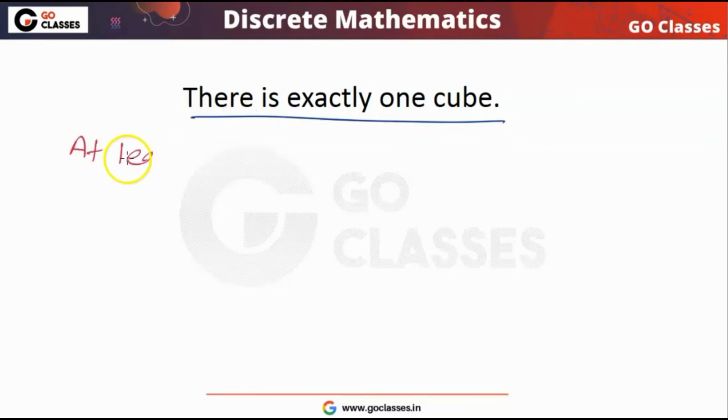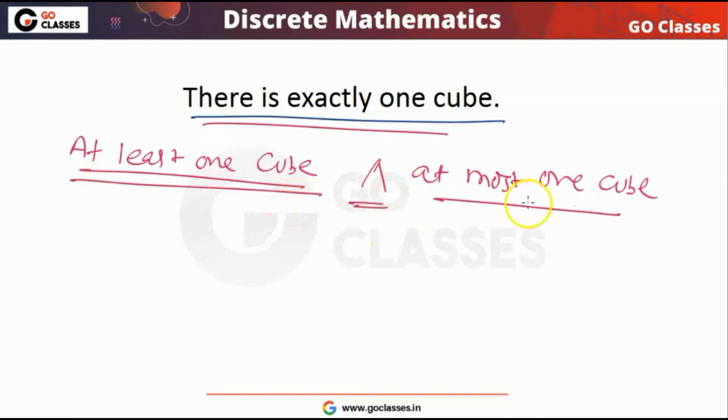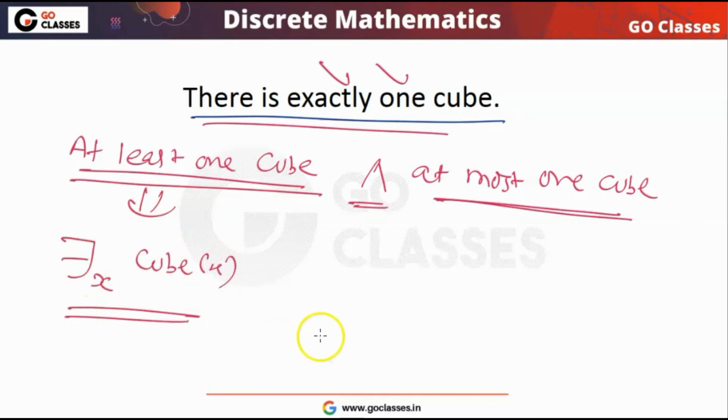First of all, there must be at least one cube. Correct? There must be at least one cube, and there must be at most one cube. Exactly one means there should be at least one cube and there should be at most one cube. When there is at least one and at most one, it means there is exactly one. Now what is this? At least one cube means there exists x, which is a cube.